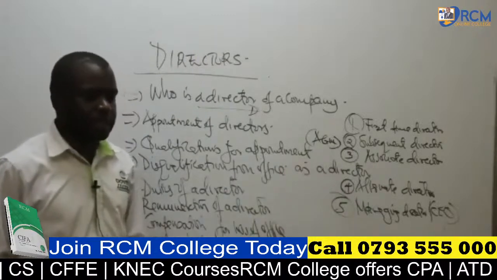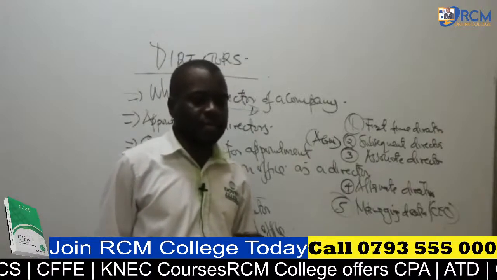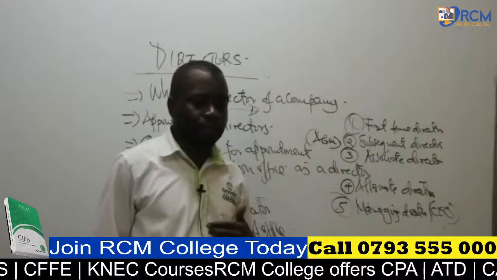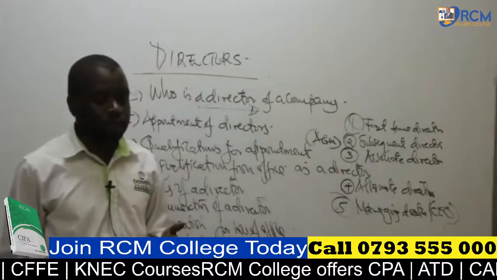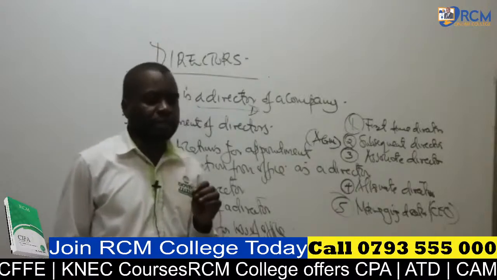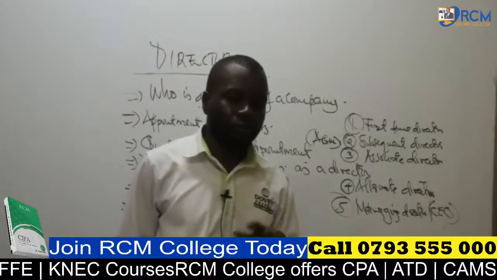An associate director is simply a director of the company who doesn't engage in full-time service with regard to the operations of the company or management of the company. So he's not always there to oversee what is happening in the company. But for him, it is simply to represent the interests of certain parties on the board of directors.